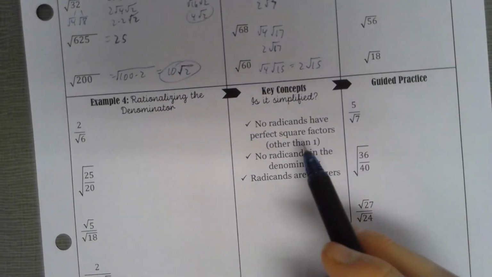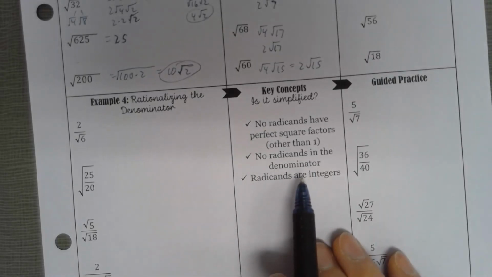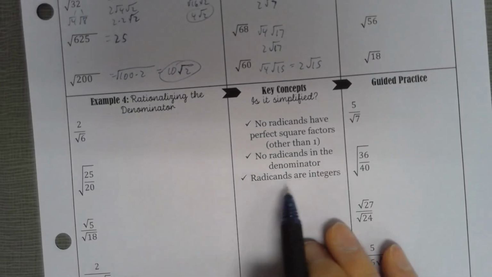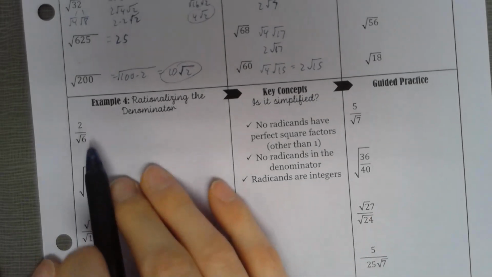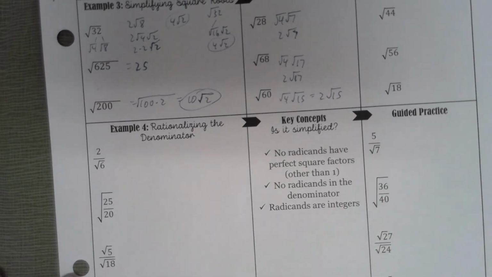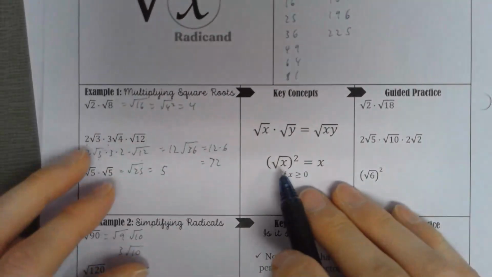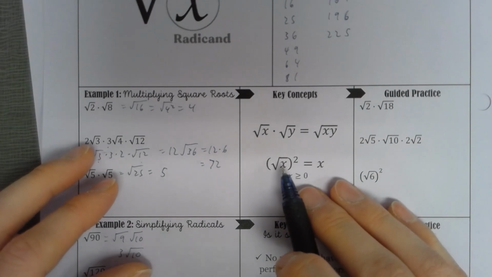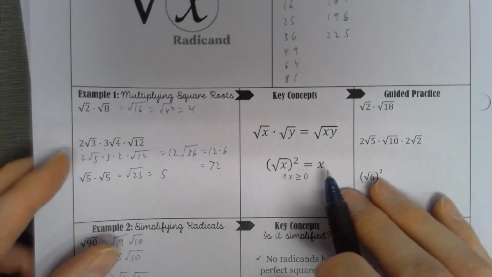But I want to talk about another type of example here. And it's ones where we have to look out for radicands in the denominator, or fractional radicands. So radicands need to be integers. So here we have this 2 over root 6. We can't keep a root in the denominator, but we can use the fact that the square of a square root is just the number.